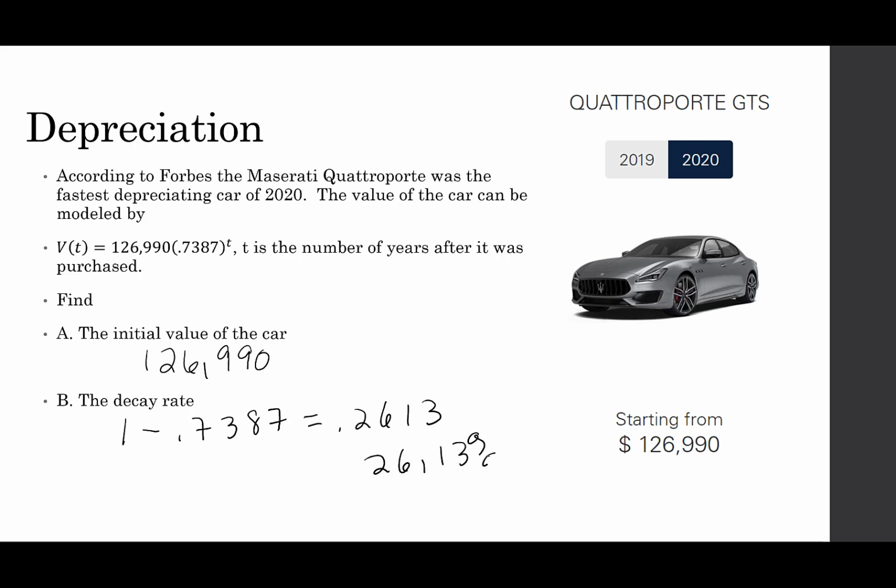I like this application because we can get a better feel for what it means to depreciate and what a decay rate means. So this says the car is losing 26.13% of its value every year, and it's retaining the 73.87%. So it's going to keep 73.87% and it's going to lose 26.13%. This is not an investment.